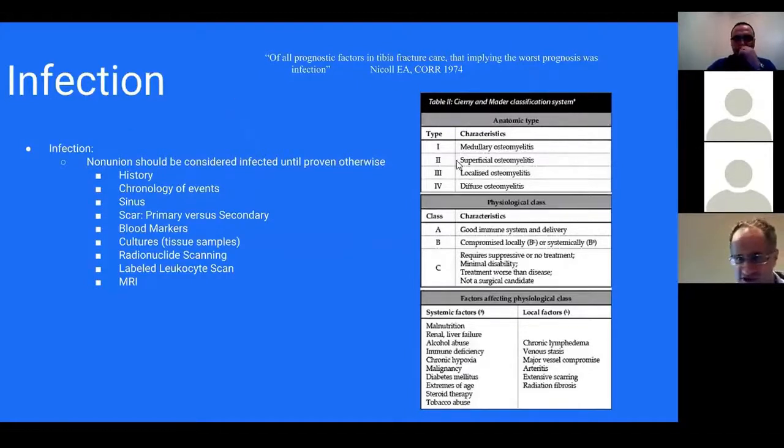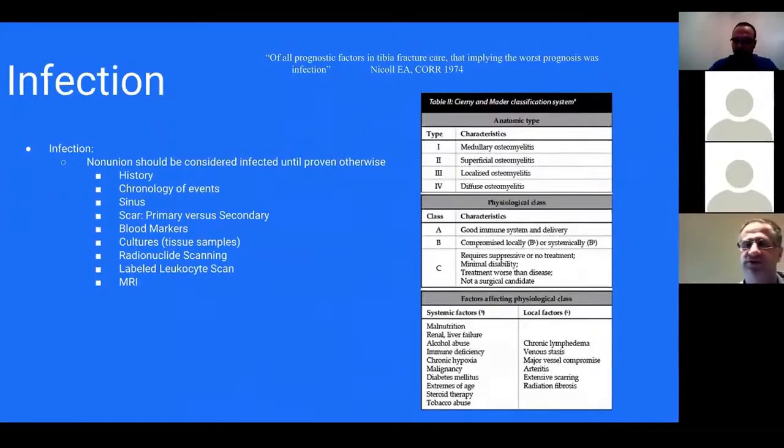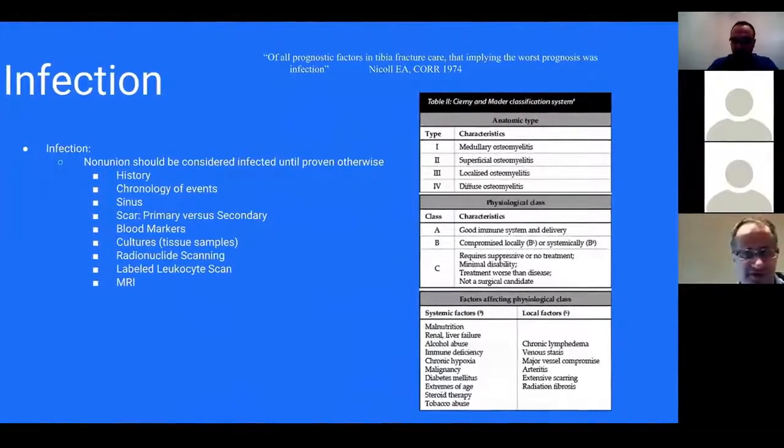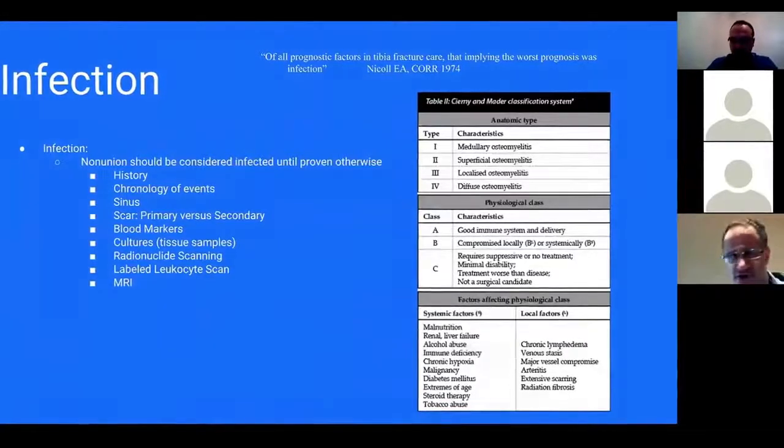And then I've just left a table there for you guys to pursue later on about the Cierny and Mader classification system, which divides anatomic type with physiological class, and helps you develop a management plan for these patients if this is where the question is going.